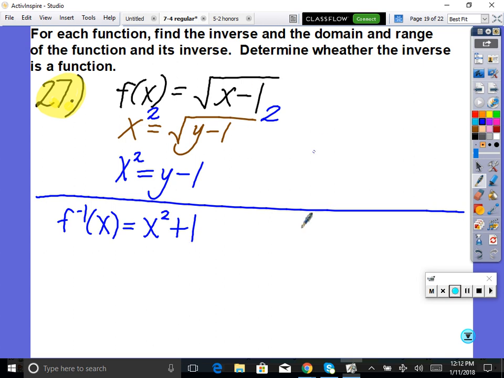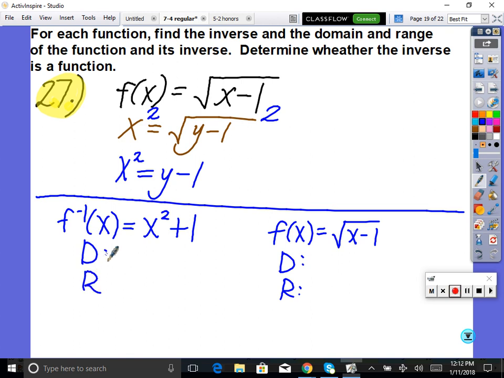Now, because I have to find the domain and range of both the original and the inverse, I'm also going to write the original right here. So my original function, f of x, is equal to the square root of x minus 1. Domain and range, right here. So now, think about it. If I know the domain and range here, I know the domain and range over here. And even though it doesn't ask you to graph it, make yourself a little rough sketch to help us with the domain and range.